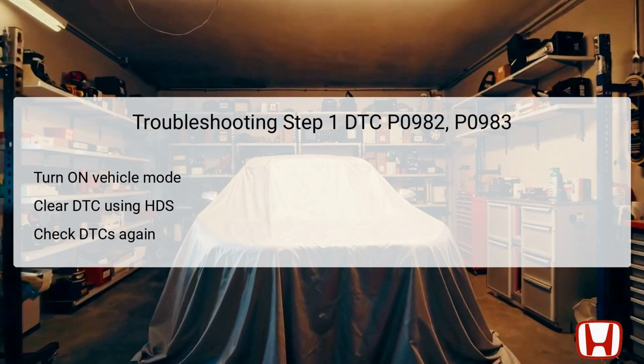The first step in troubleshooting DTCs P0982 and P0983 involves confirming the issue. Begin by turning the vehicle ignition to the on mode without starting the engine. After this, utilize the Honda Diagnostic System, HDS, to clear the existing DTCs, ensuring no previous codes interfere with the diagnosis. Following the clearing process, switch the ignition to the off/lock mode for a brief moment, and then return it to the on mode. This initialization allows the vehicle systems to reset.